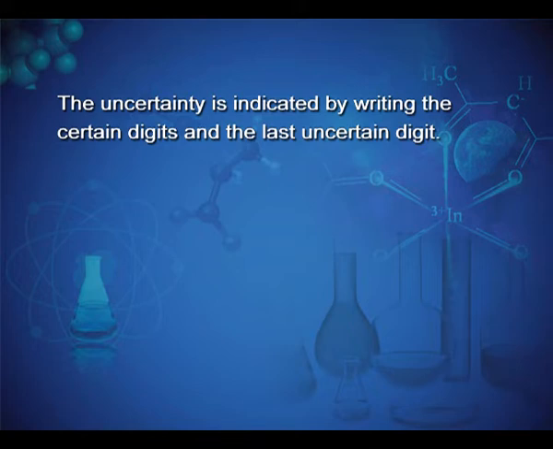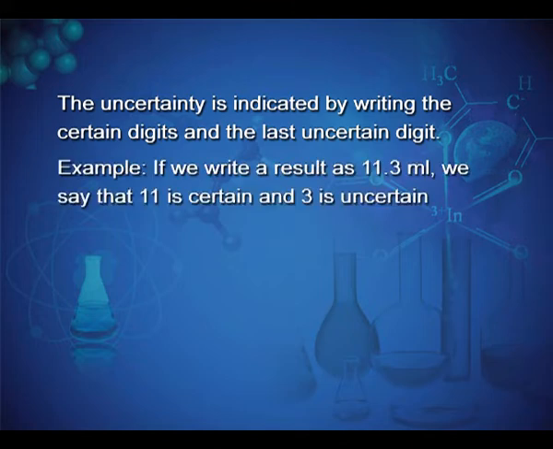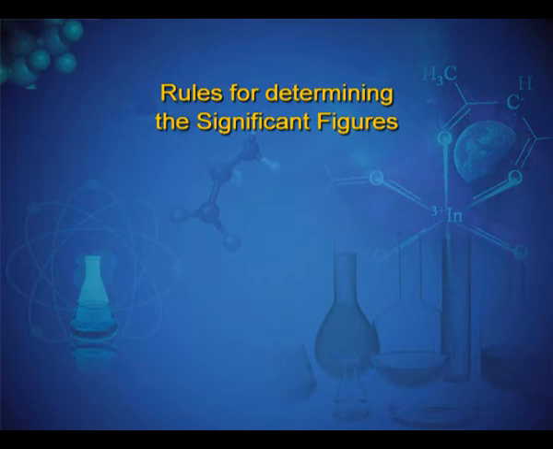We will take one simple example. If we write a result as 11.3 milliliter, we say that 11 is certain and 3 is uncertain in this example. There are certain rules for determining the significant figures.